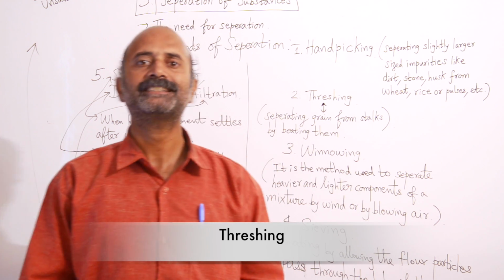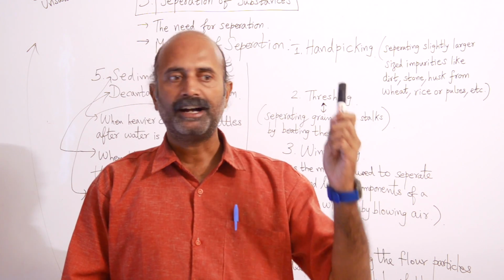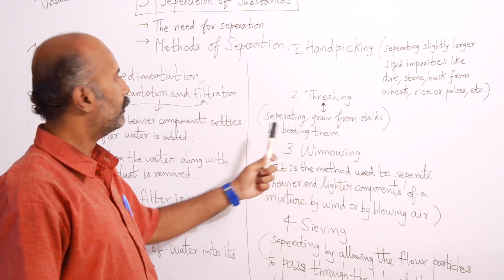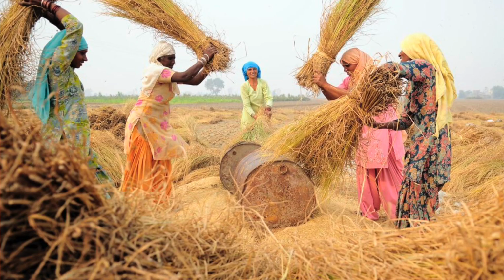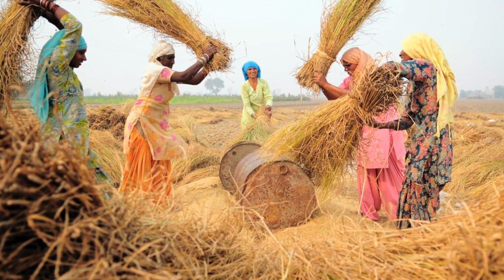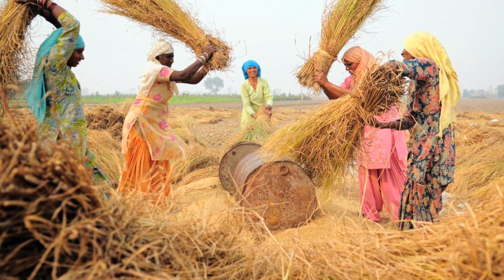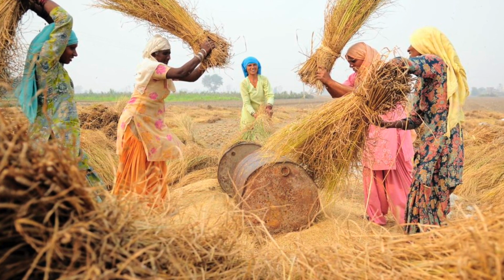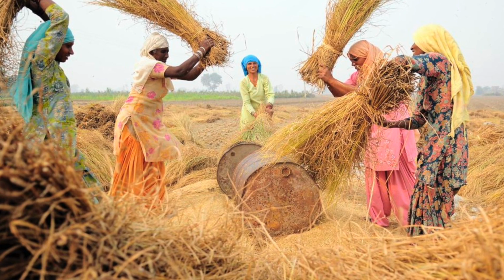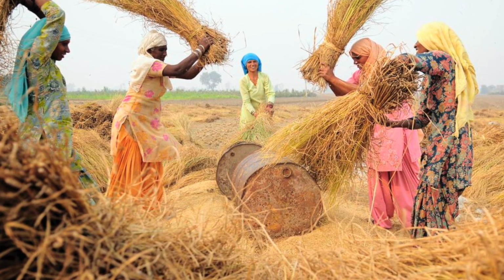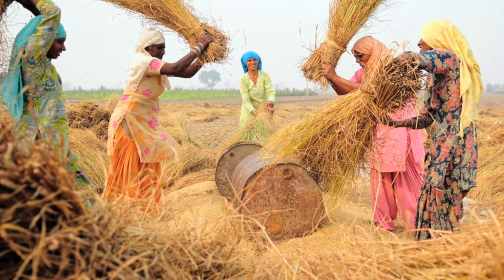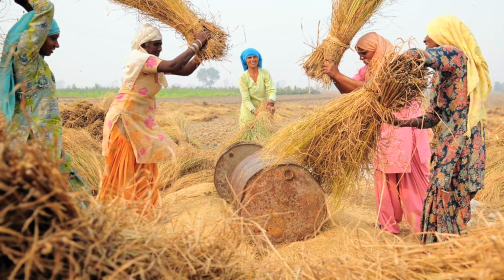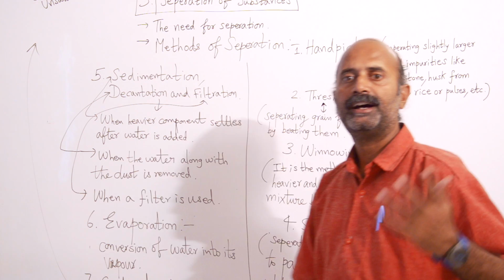The name itself suggests threshing. When you are thrashing something, that becomes threshing. So what exactly are we thrashing over here? It is the process of separating grain, it can be rice, wheat, even maize, from stalks by beating them. They are just separating the grains from the husk, like separating the waste from the useful part. So that's why it's called threshing.